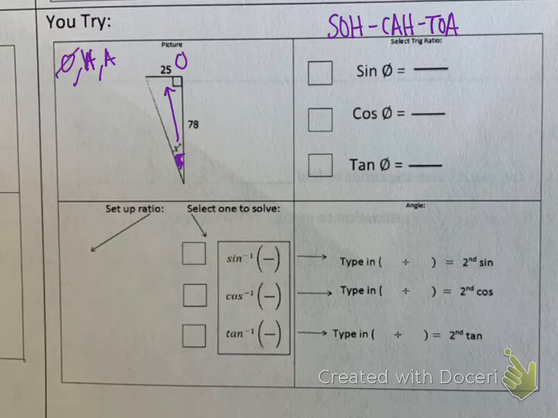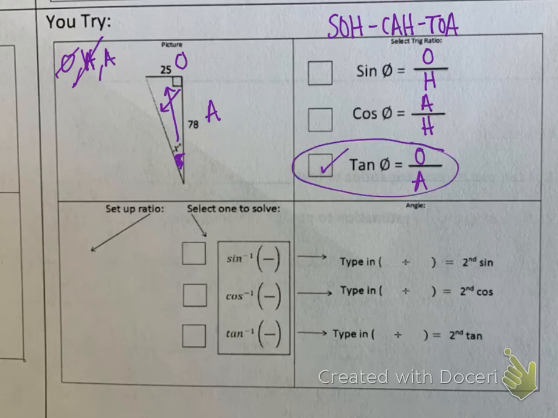So opposite is taken care of. My hypotenuse is always across the 90-degree angle. It's completely blank, so I'm not going to label hypotenuse. Therefore, my adjacent is the 78. So sine is opposite over hypotenuse. Cosine is adjacent over hypotenuse. Tangent is opposite over adjacent. So in my picture, O and A are labeled, so I'm going to be using the tangent ratio.